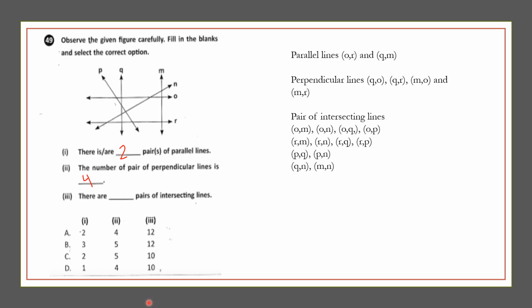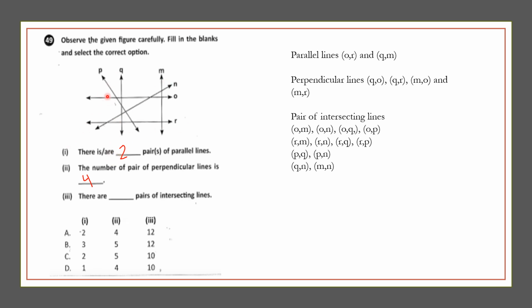Now let's see the option 3. There are blank pairs of intersecting lines. So now I have written here pair of intersecting lines. So let's see here, O and M are intersecting, O and N are intersecting, then O and Q and O and P. Now let's see for the R will be the same, R and M, R and N, R and P, and R and Q.